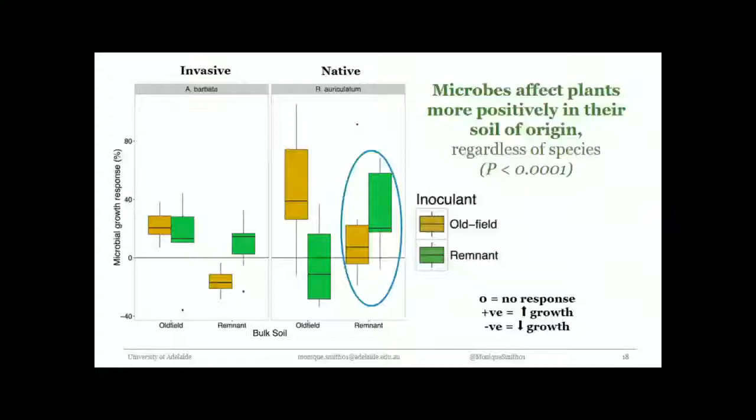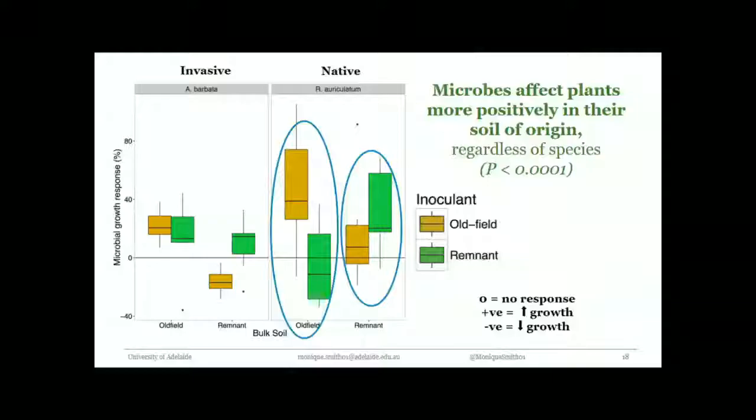So what we found was that the microbes affect the plants more positively when they've been added to their soil of origin. So this is regardless of what plant species we're talking about, but I'm highlighting it in the native because that's where the response was the most obvious. So here we have remnant microbes in remnant bulk soil producing a positive growth response. And old field microbes in old field bulk soil, again, producing a positive growth response.